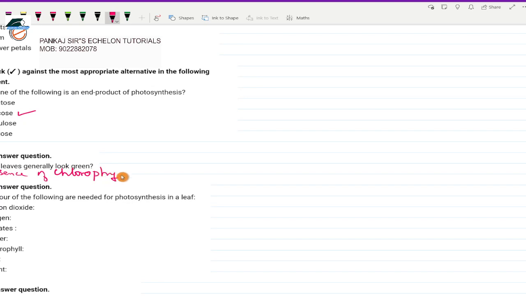Chlorophyll is a pigment which is present in the chloroplast of a cell of the plants. So, presence of chlorophyll in the chloroplast of the plant cell. I'm writing the whole thing for you. So this green color of the leaves is due to the presence of chlorophyll in the chloroplast of the plant cells. Next question is, which four of the following are needed for photosynthesis in a leaf?